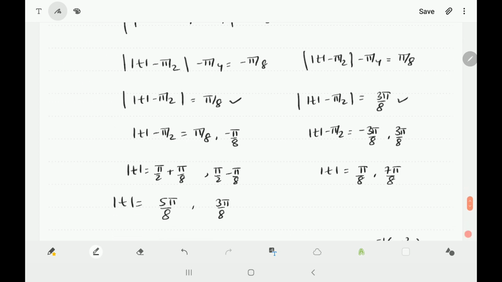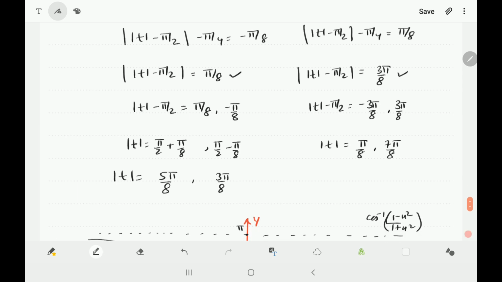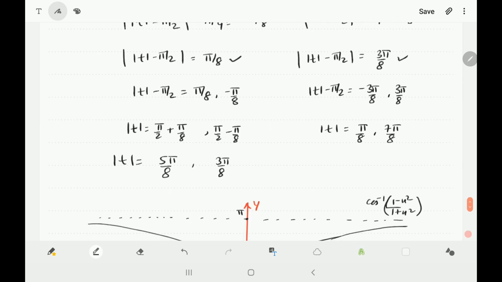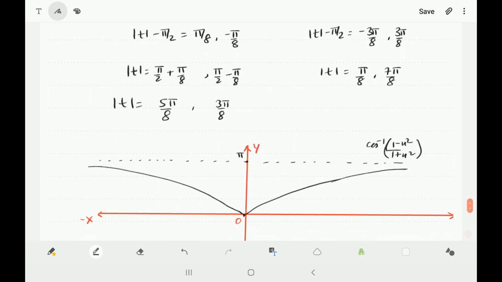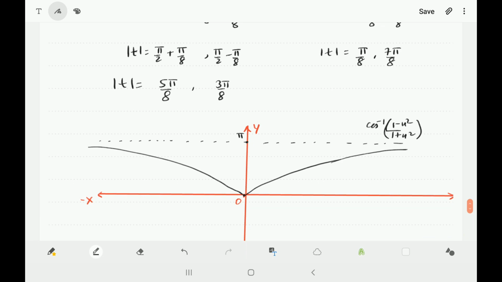Now mod t minus pi by 2 opens up in pi by 8 and minus pi by 8, and also in minus 3 pi by 8 and 3 pi by 8. So now mod t will have values of pi by 2 plus pi by 8, which is 5 pi by 8, pi by 2 minus pi by 8, which is 3 pi by 8, pi by 2 minus 3 pi by 8, which is pi by 8, and pi by 2 plus 3 pi by 8, which is 7 pi by 8. Now finally we have 4 values of mod t. So we have drawn the graph of cos inverse of (1 minus x square) upon (1 plus x square) as we have drawn above.